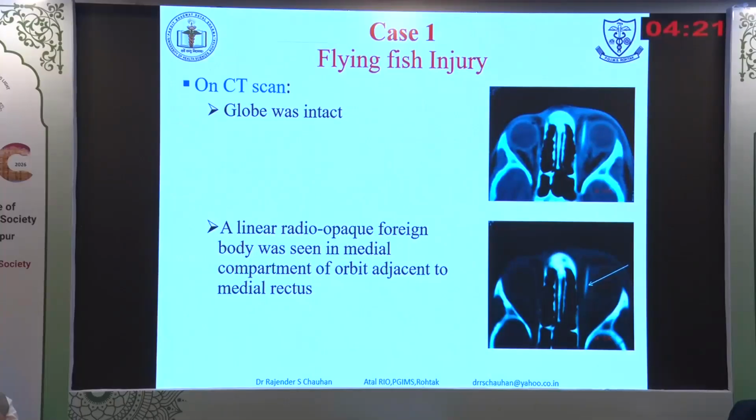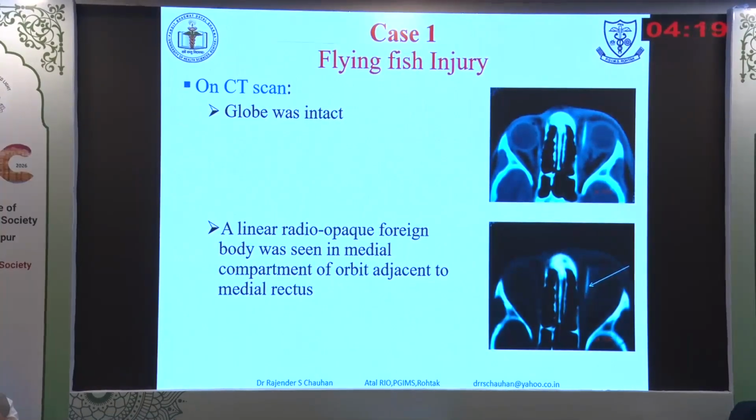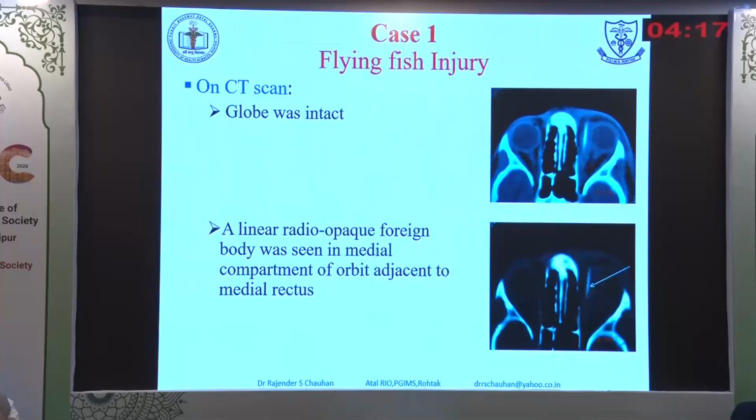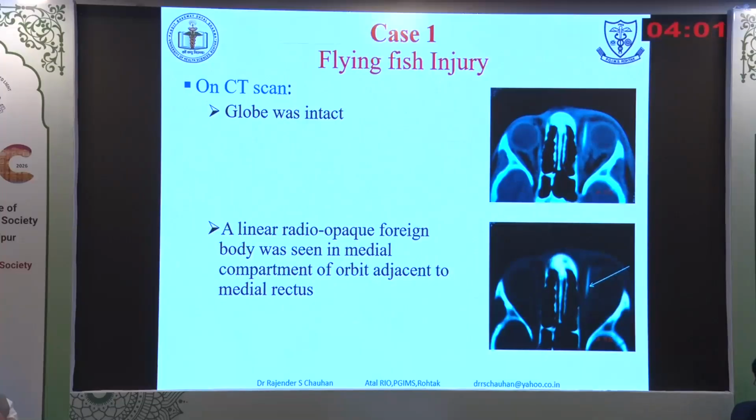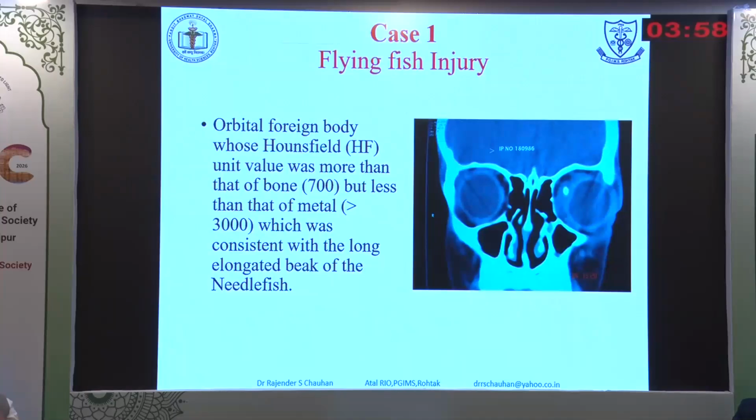There was a linear intraorbital foreign body, the Hounsfield unit of which was more than bone and less than metal. So it was suspected to be an intraorbital foreign body, and we had to go into the depth and the details. And the father actually told us that it might have been hit by a fish called a garfish or flying fish, which is also called a needlefish, in the sea.